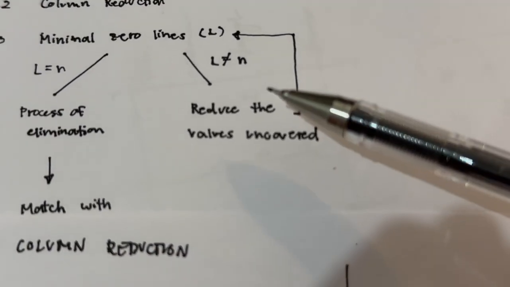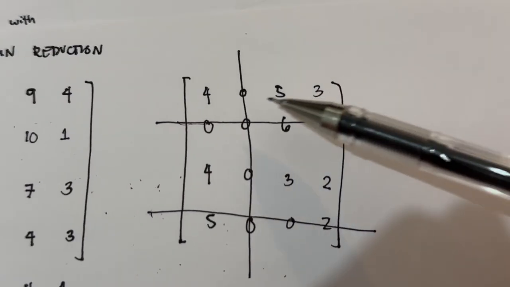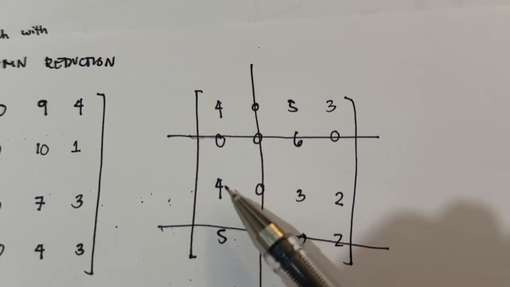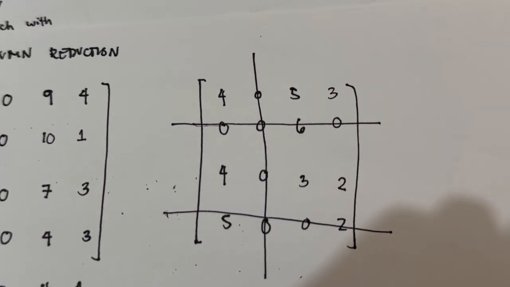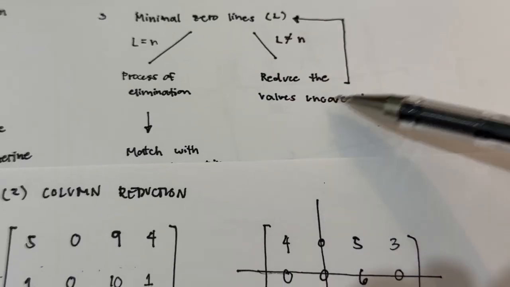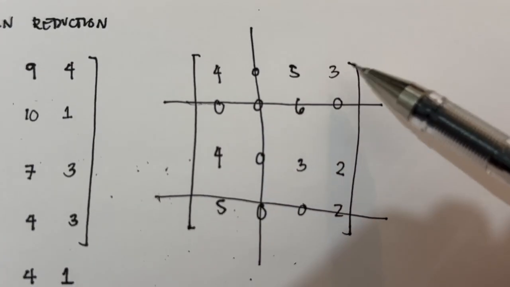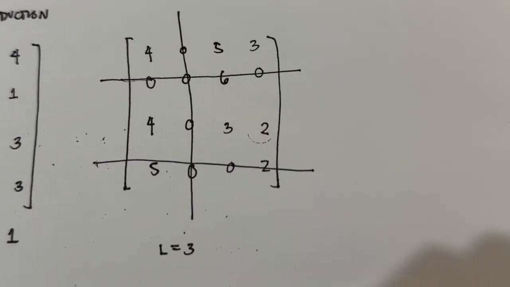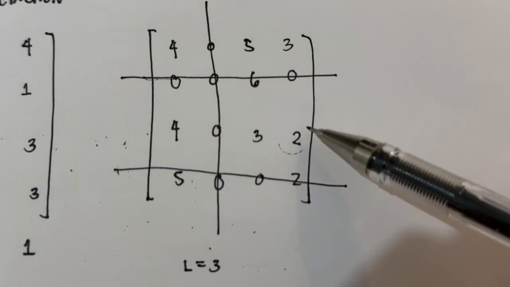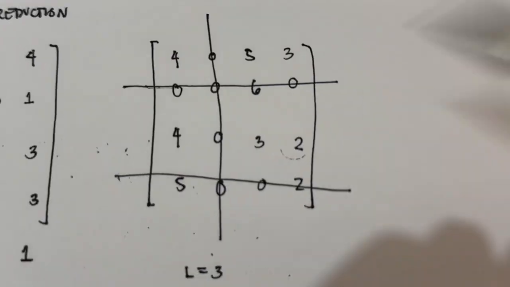So when we say reduce the values uncovered, we mean these values outside of the crossed lines. So we have 4, 4, 5, 3, and 3, 2. These other numbers are crossed out. So when we're doing this part of the Hungarian algorithm, you want to get the minimum value here, which in this case is 2. You can probably guess what we're going to do next. We will subtract 2 from all these remaining uncovered numbers.